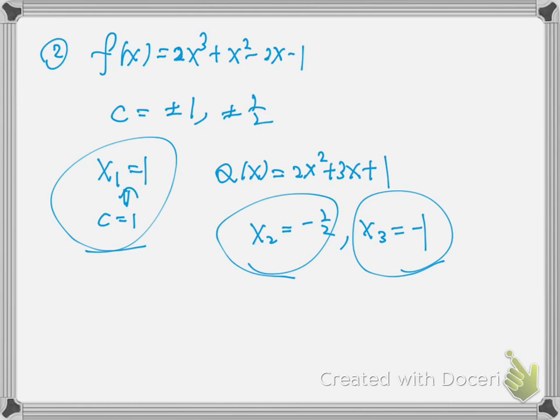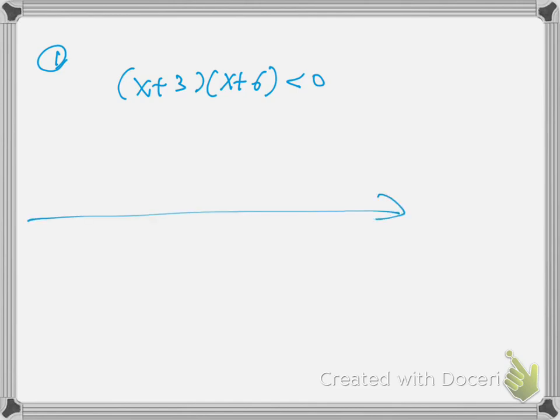Now let's look at the inequality question. The inequality question is, after we factor the f, mainly we just look at where it cuts the x-axis. So now we get two solutions from linear factors. x plus 3 is 0, we get x1 is negative 3. x plus 6 is 0, we get x2 is negative 6. Then we get two zeros, negative 6 and negative 3.